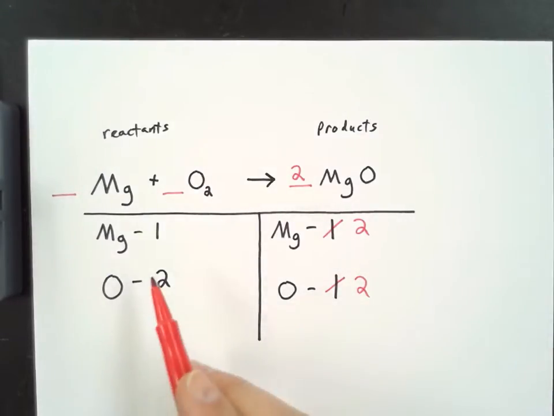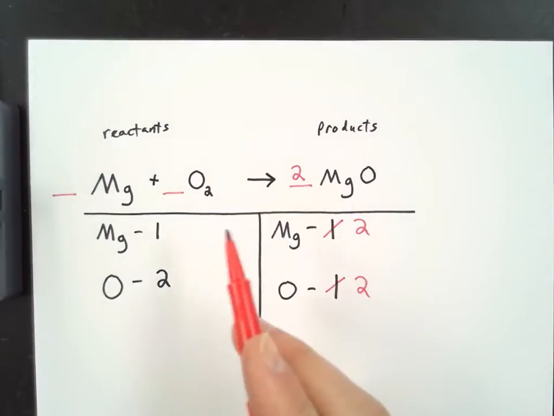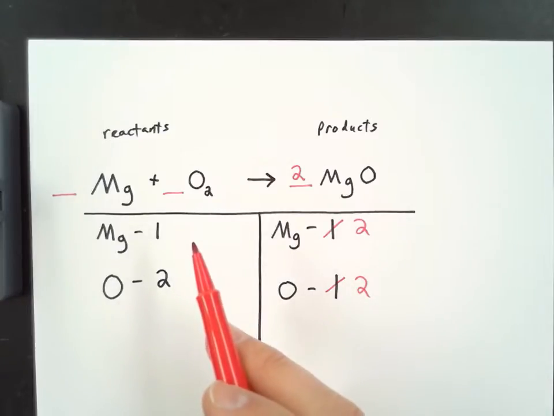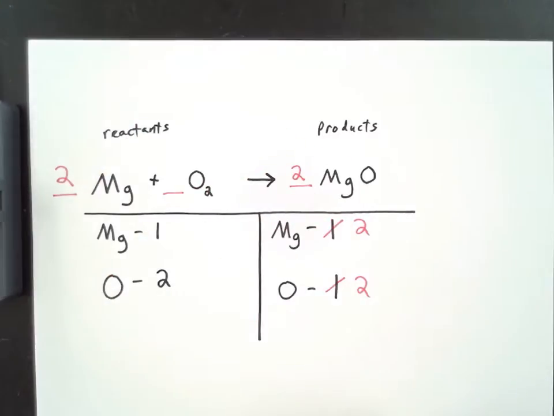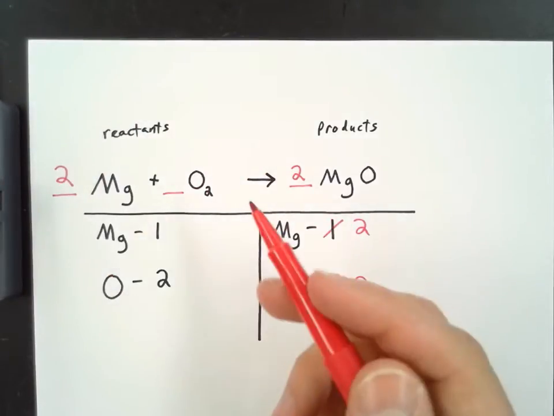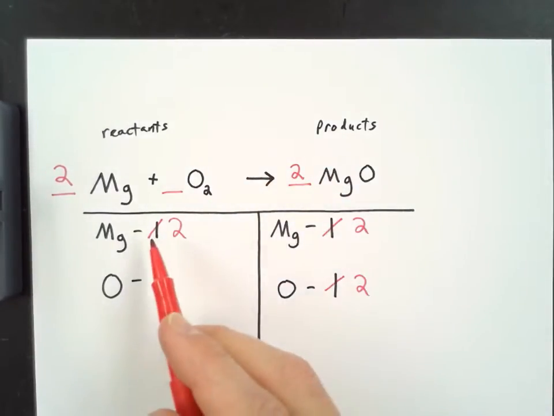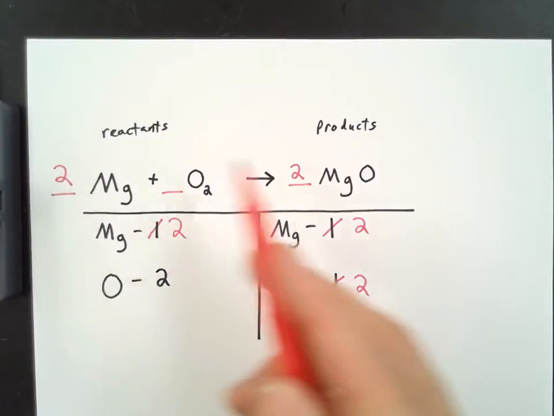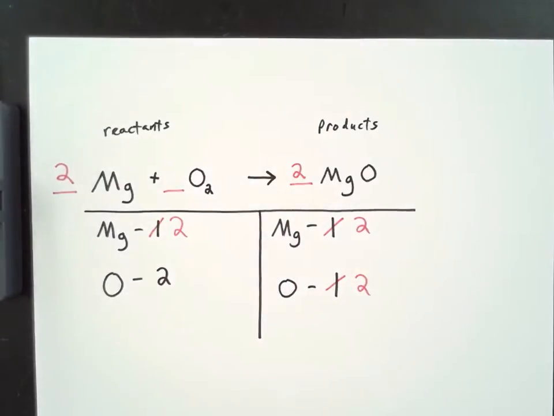So now I've managed to balance my oxygen, but by doing so I've created another problem. Now I have 2 magnesiums on the product side and only 1 magnesium on the reactant side. So to compensate for this, I'm going to go back to the reactant side and add a 2 in front of the magnesium. So now I have 2 magnesium atoms on both the reactant and product side, and 2 oxygen atoms on both the reactant and product side. So this equation is officially balanced by adding a 2 here and a 2 here. So, like I mentioned before, this is an easy one. Let's look at one that's a little bit different, a little bit harder.